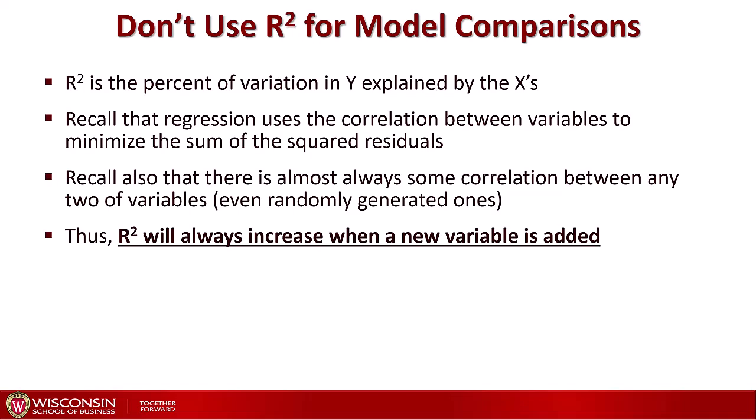Then finally, recall that there is almost always some correlation between any two variables, even when we randomly generate one. So you are very unlikely to see a correlation coefficient of exactly 0 between a dependent variable and one of the explanatory variables. Well, that means that R-squared will increase whenever we add a new variable to the model. No matter what that variable is, as long as there is some variation in it, it will increase the R-squared in a linear regression. So adding a variable will never decrease the R-squared, because in the worst case, the slope coefficient for this new variable will be 0.